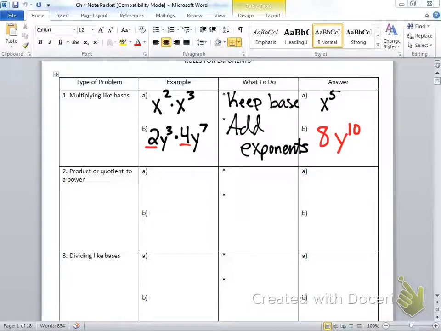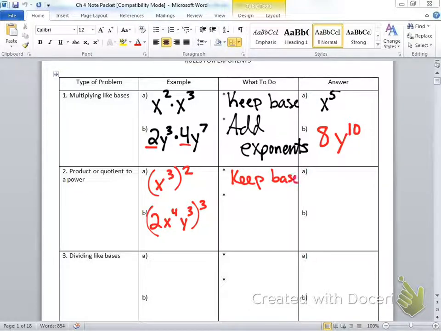Okay, next is where you take a power to a power. So if you had something like x to the third to the second, or something like 2x to the fourth, y to the third, what do we do on those? Good. We keep the bases the same, and you multiply the exponents. So what would the answer be to the x to the third to the second? X to the sixth. Good.